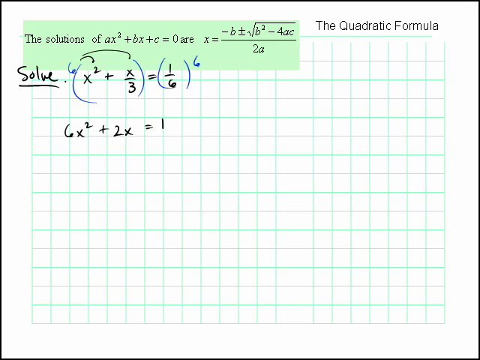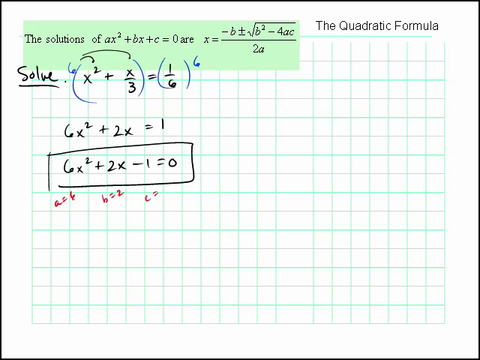Move the 1 over, and we have 6x squared plus 2x minus 1 equals 0. Okay, so I'd much rather plug those numbers into the quadratic formula than what we had before. And that's what I'm going to do. So a is 6, b is 2, and c equals negative 1.